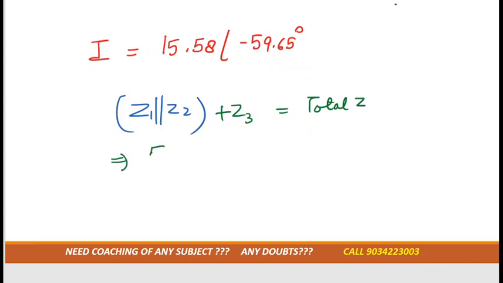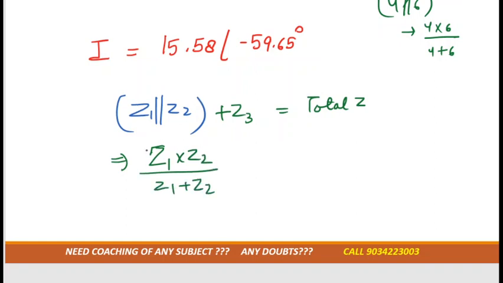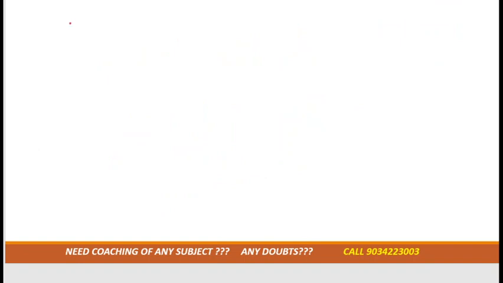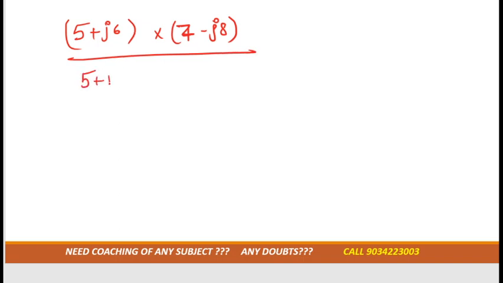If two resistors are in parallel, like 4 and 6 are in parallel, how will you solve it? That is 4 multiplied by 6 divided by 4 plus 6. So similarly, we can write down Z1 multiplied by Z2 divided by Z1 plus Z2, plus Z3. That is the total impedance. Now we can put all the values in this case. Z1 is how much? 5 plus j6, and Z2 is 7 minus j8, divided by 5 plus j6 plus 7 minus j8, plus Z3.